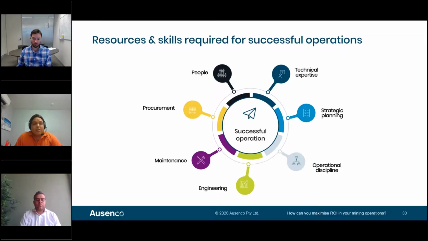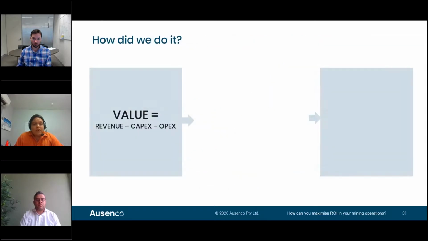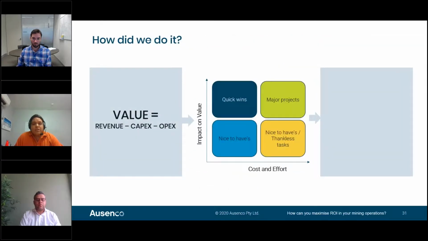So how did we do it? If you can go to the next slide. So I believe most of us on this webinar know the equation on the left-hand side of the slide. So where to start? What do we want from any value improvement initiative?